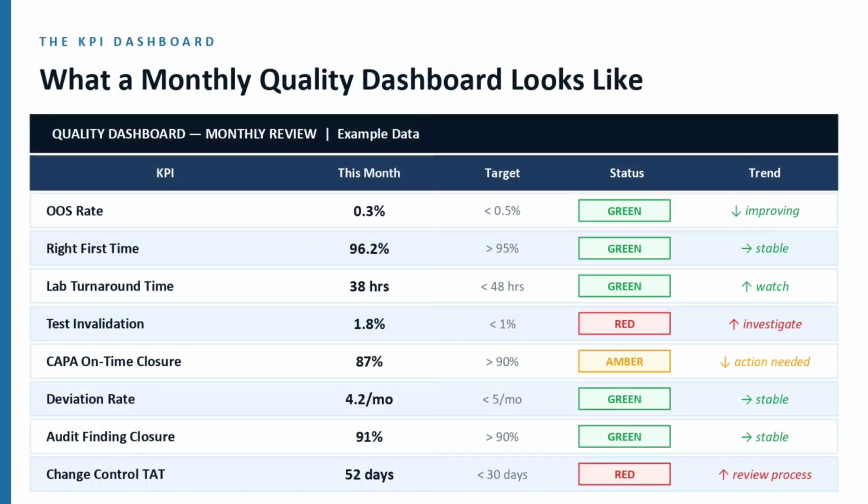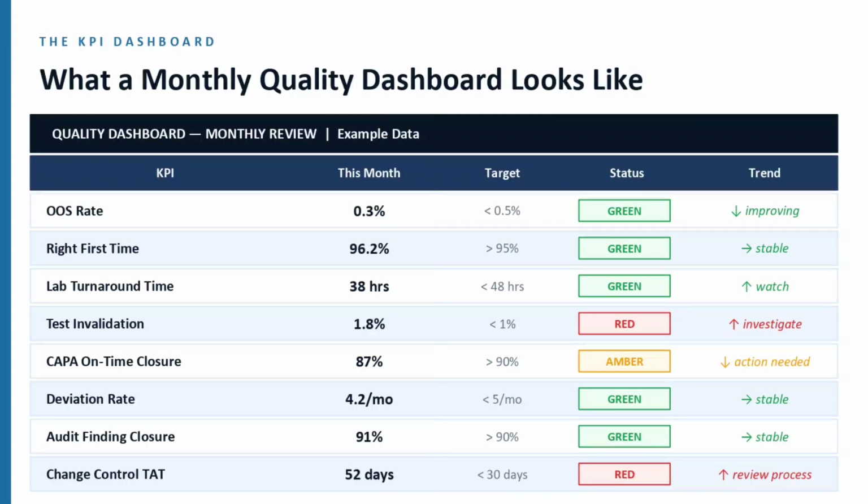Let me show you what all of this looks like in practice. This is an example of a monthly quality dashboard. Looking at this table, you can read the health of a quality system at a glance. OS rate is 0.3% against a target of 0.5%. Green status. And the trend is improving. This is a healthy metric.